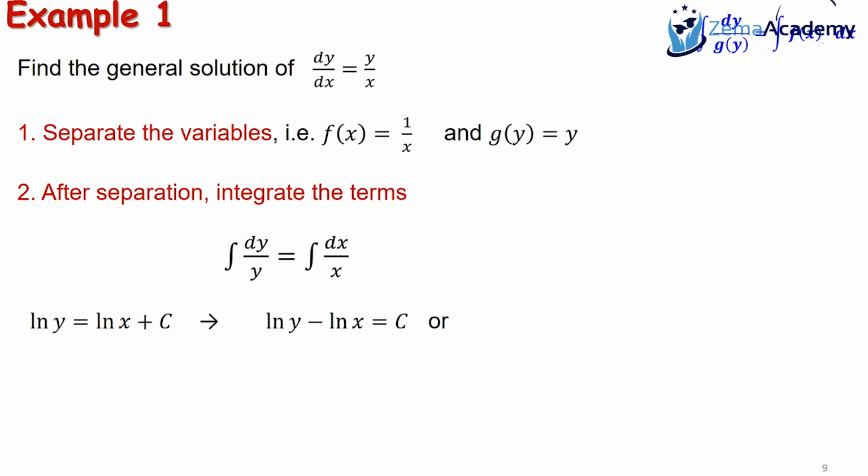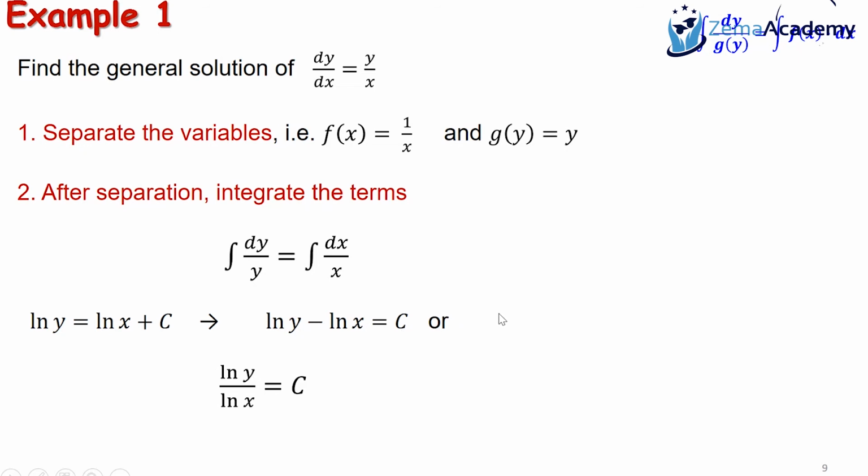Now I can rearrange this equation and bring the log terms on one side. So in the next step, you see I have brought this minus log x to the left hand side. On the right hand side it is positive, and when I bring it to the left hand side it becomes negative. So my answer is log y minus log x equals c.